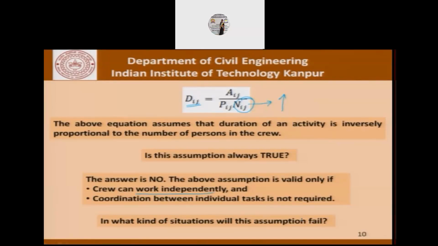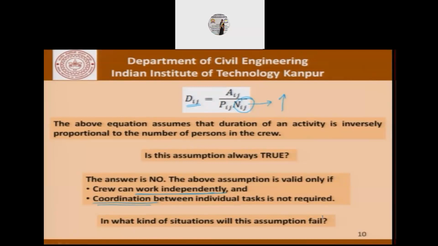One is that the crew may not be able to work independently. In a certain construction site, there is a limit to the number of workers who can be accommodated without interfering with each other's productivity. So that's one part of it. The second thing is that coordination between individual tasks has to be ensured, and that also becomes difficult. We all know the saying that too many cooks spoil the broth.